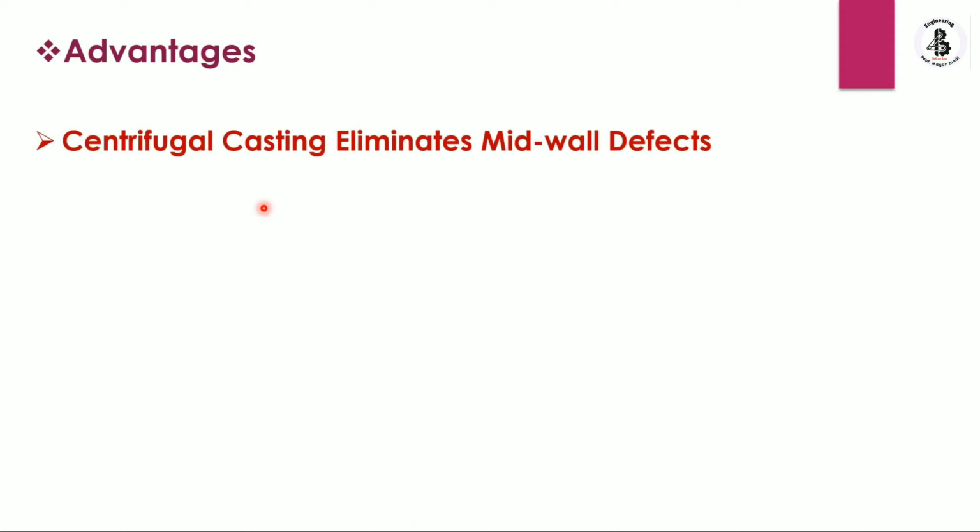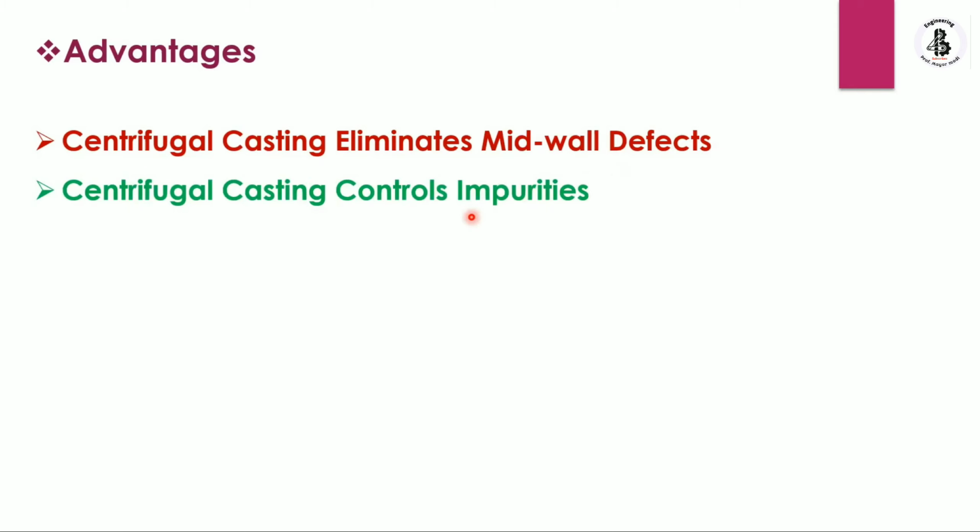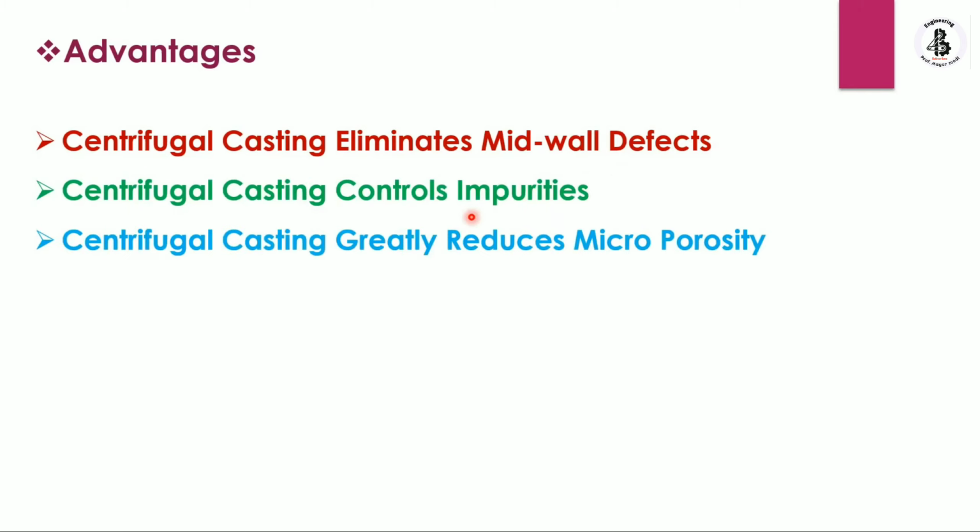Some of the advantages of the semi-centrifugal casting process: Centrifugal casting eliminates mid-wall defects that would otherwise be generated. Centrifugal casting controls impurities. Centrifugal casting greatly reduces microporosity.